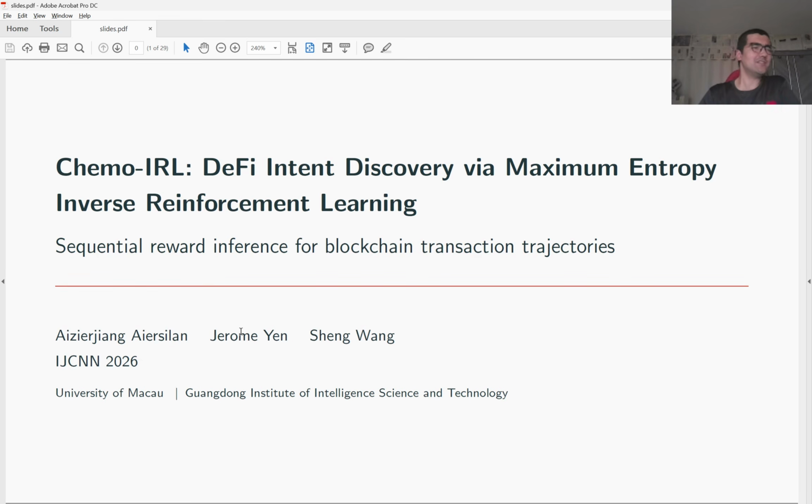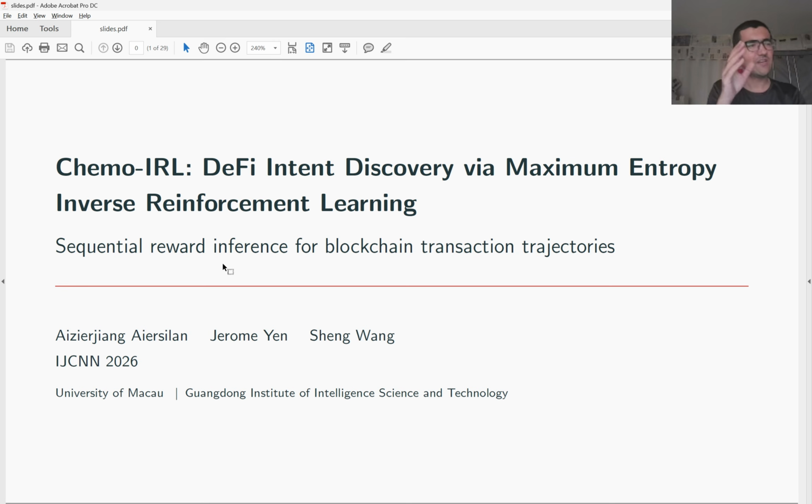I'm Aizierjiang, and today I'll be presenting our work, Chemo-IRL, DeFi Intent Discovery via Maximum Entropy Inverse Reinforcement Learning. This is joint work with Dr. Jerome and Dr. Sheng Wang across the University of Macau and the Guangdong Institute of Intelligent Science and Technology.